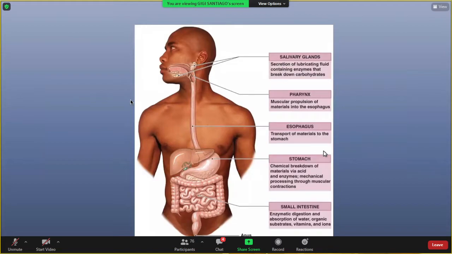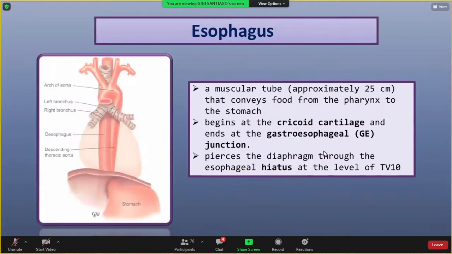The esophagus, of course, is a muscular tube, approximately 25 centimeters. It conveys food from the pharynx to the stomach. So it begins at the level of the cricoid cartilage. Now, the cricoid cartilage is a very important landmark. It is located at what level in terms of your vertebra? It is located at what vertebral level? You should be very familiar with this. The cricoid cartilage is at the level of what?